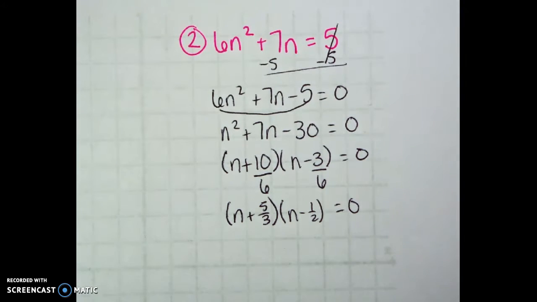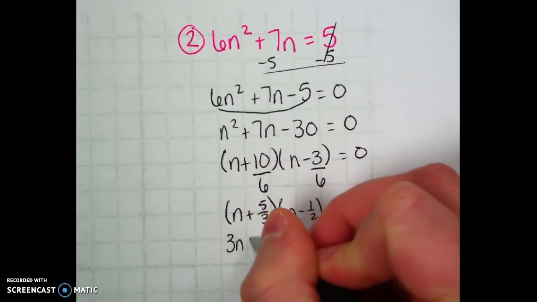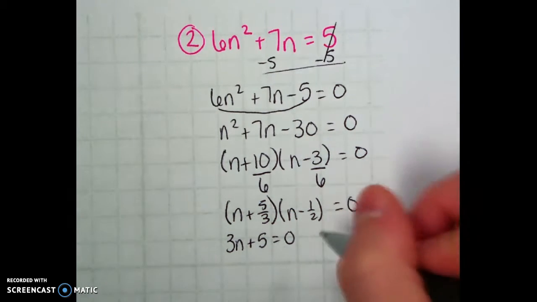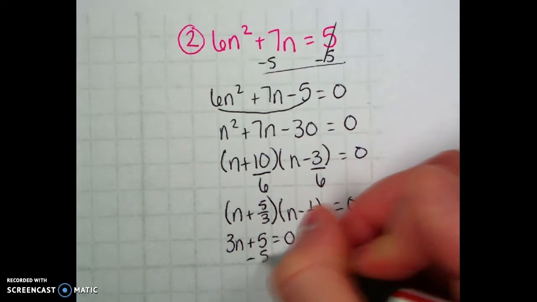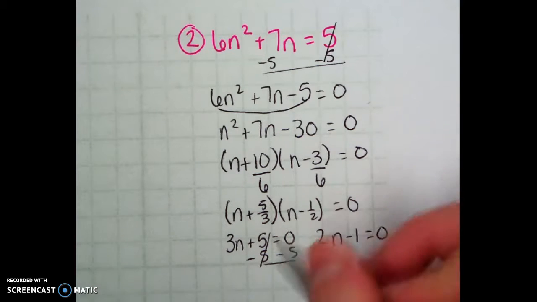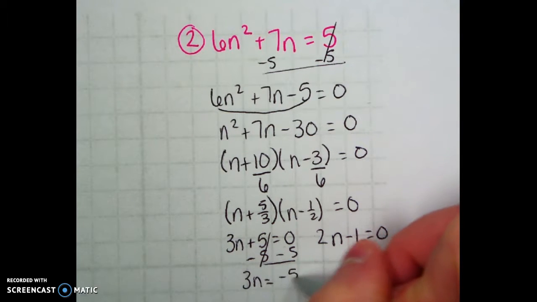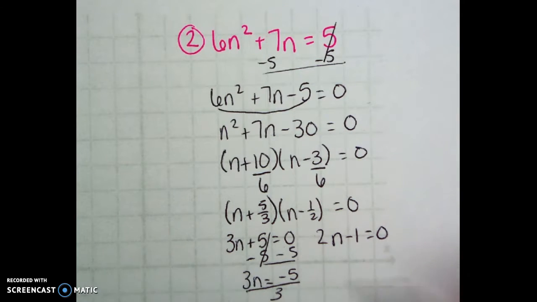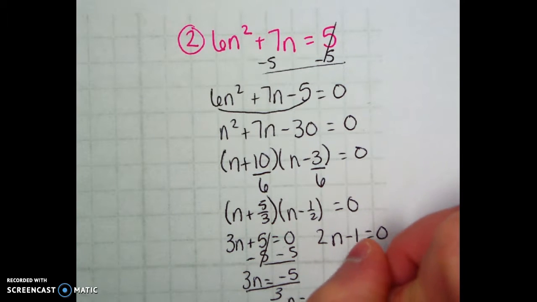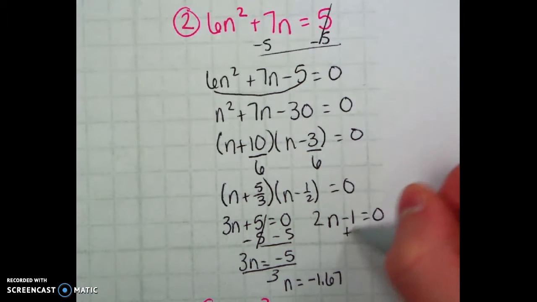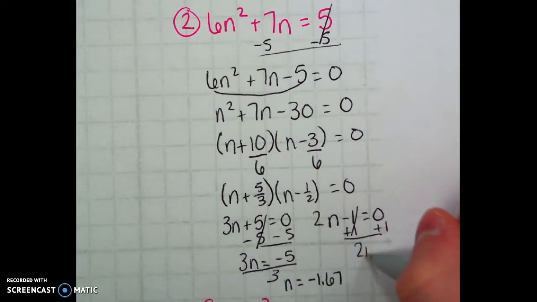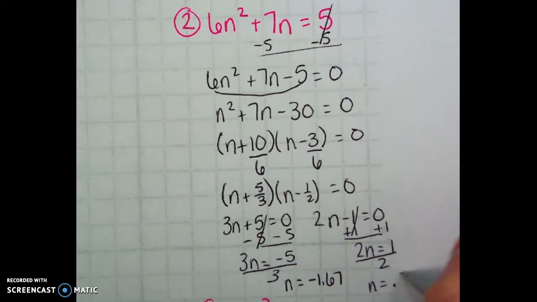Okay, so now I'm going to move the denominators to the front. So 3n plus 5 equals 0, and 2n minus 1 equals 0. Subtract 5. 3n equals negative 5. Divide by 3. N equals negative 1.67. I got that decimal because on number 1 we did the same thing, except it was positive. And over here I'm going to add 1 to both sides. 2n equals 1. Divide by 2, n equals 0.5.